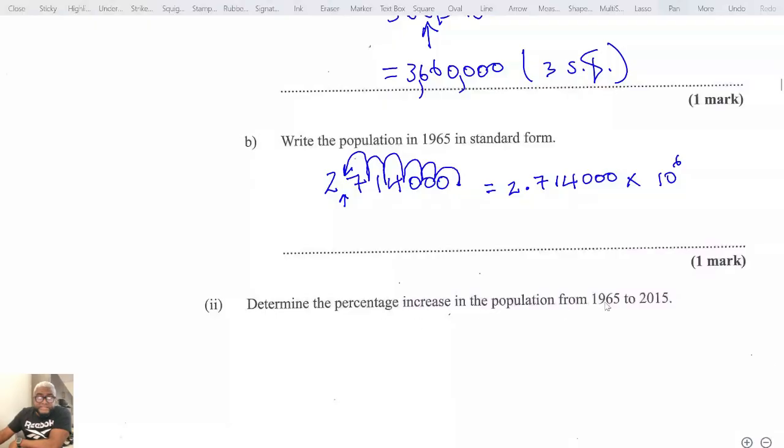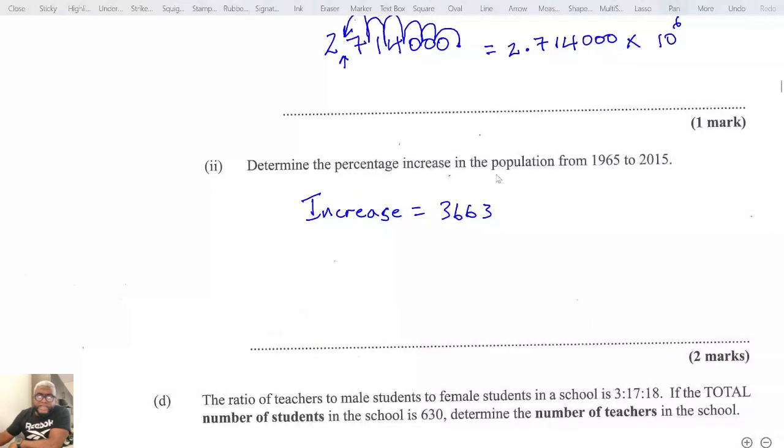Determine the percentage increase in the population from 1985 to 2015. In order to determine the percentage increase, you must determine the increase itself, right? So how much did it increase by? The increase would be 3,663,900 minus 2,714,000. How much did it go up by?